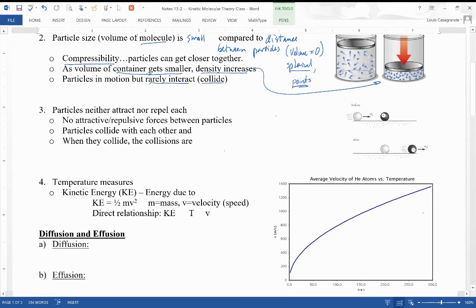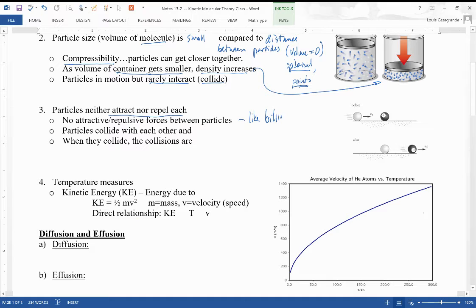Another important thing about gases is that they have no attractive or repulsive forces. Now, we haven't talked about attractive forces as such yet. We will be talking about them when we come back to the end of chapter 13. From here, we're actually going to be going to chapter 14. But they neither repel nor attract each other. So there's no intermolecular forces of attraction. And so they behave pretty much like billiard balls.